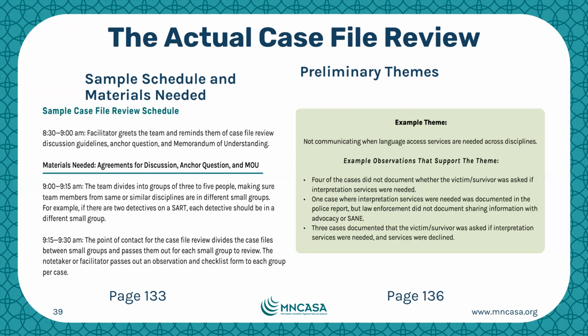The second handout teams will find beneficial while completing the actual review is the Preliminary Themes Worksheet. This worksheet can be used to summarize all observations and case discussions for the team. As a reminder, by taking notes within the workbook itself, teams will create a historical document to reference later on.